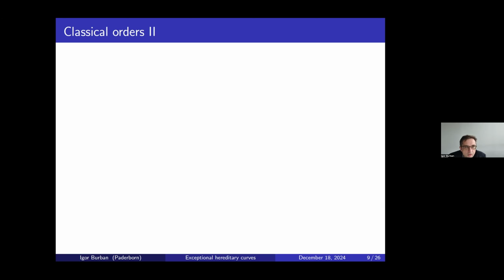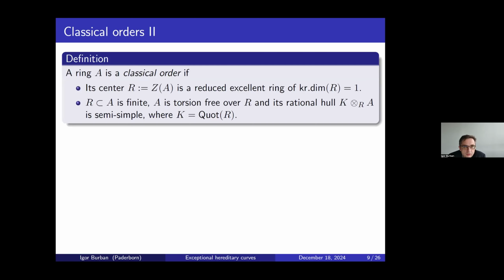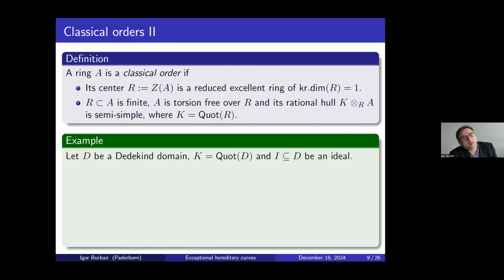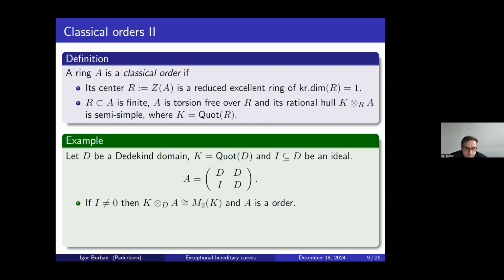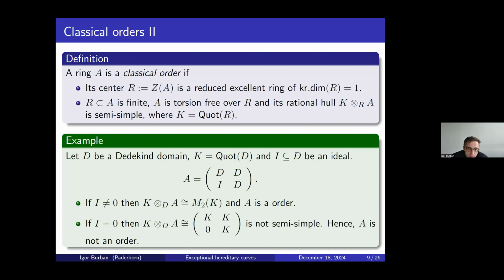Okay. So to give you some intuition about orders, again, I recall the definition. Let me take a Dedekind domain again and any ideal I. Then I can take this ring of matrices of size 2 by 2. Obviously, I can multiply elements of A. And here there are two cases. If my ideal is non-zero, then the rational hull is the algebra of matrices, and I have an order in my sense. But if I is zero, then the rational hull is not semi-simple, and I want to exclude it from my geometric setting.